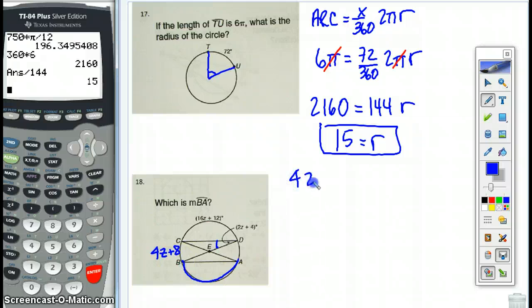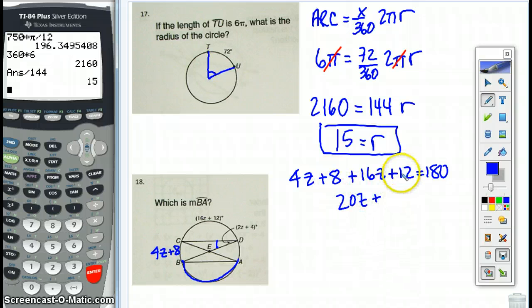4z plus 8 plus 16z plus 12 equals 180. So that half circle's arcs add up to 180. I add the z's together, I get 20z. Add 8 and 12 together, and you get 20. How about 20z equals 160? z equals 8.